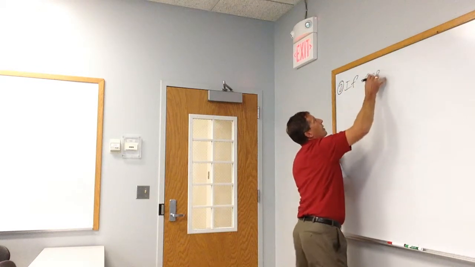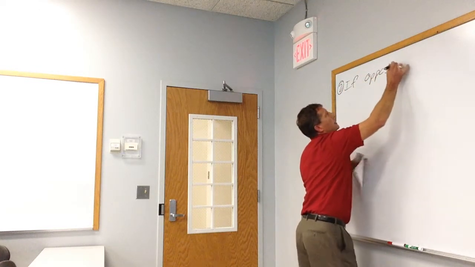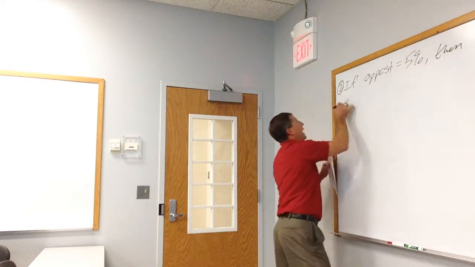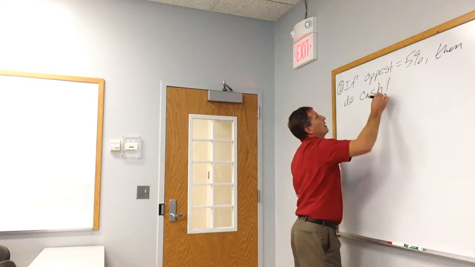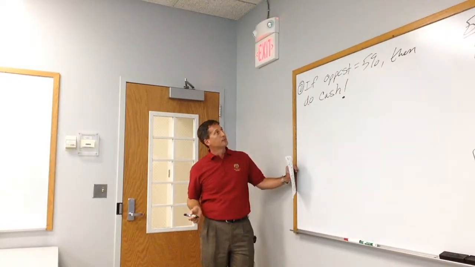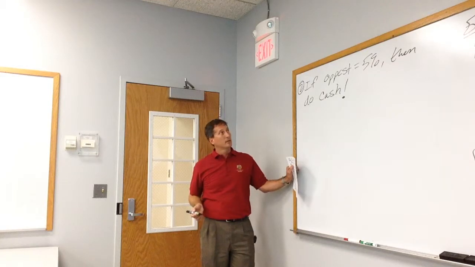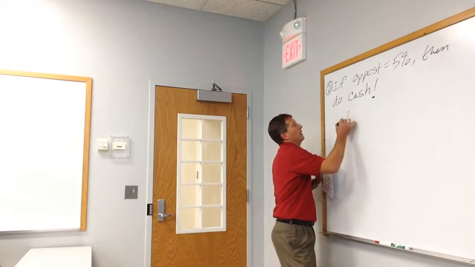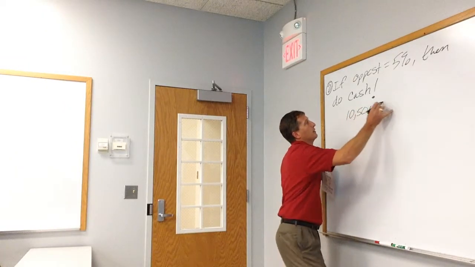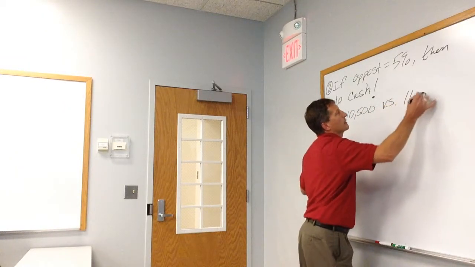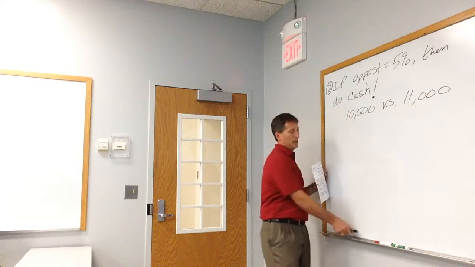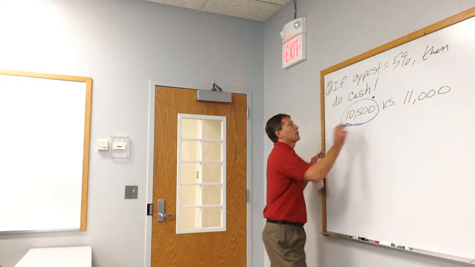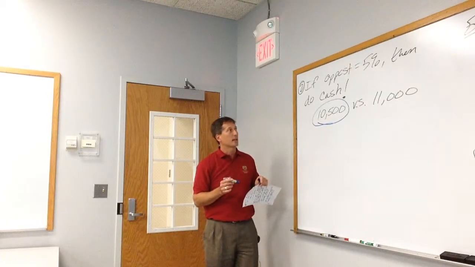Two, if the opportunity cost is equal to 5%, then do cash. I'm just going to keep it short and sweet. Then do cash. Because we're looking at now 10,500 versus 11,000, and you're better off paying cash because it doesn't make sense to take out the loan.